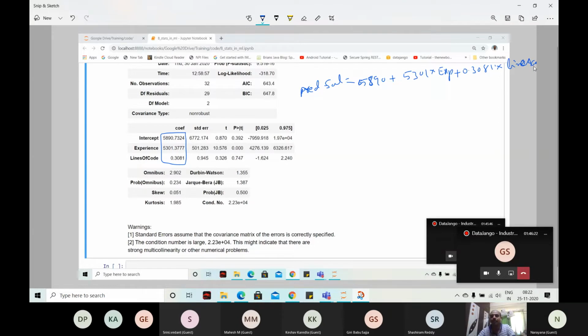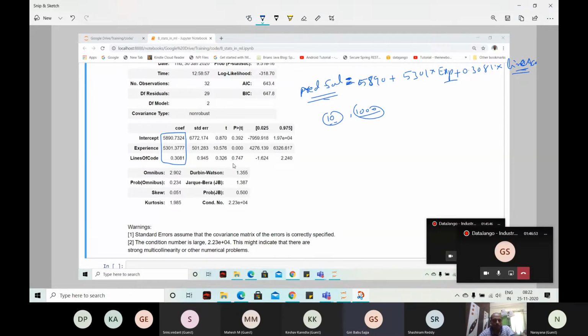With experience growing, the number of lines of code will reduce, right? So it's a negative correlation, we call it. So this is the equation. If a new record comes in, experience 10 years, lines of code 10,000, then I substitute these values into these two numbers, and I predict the salary. Okay. So that is the equation. Is this the question you asked? Yeah, right, this is what I asked.